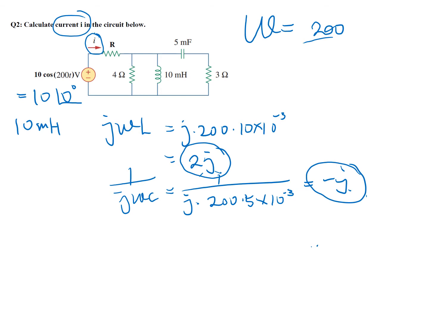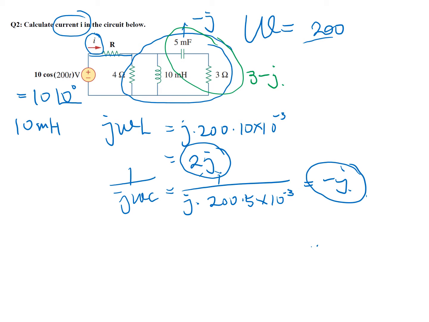Now we can simplify the circuit and find the current. The current is in this branch, so we can combine all of these impedances together. The 5 millifarad capacitor has an impedance of negative j. So together with the resistor, this is 3 minus j.